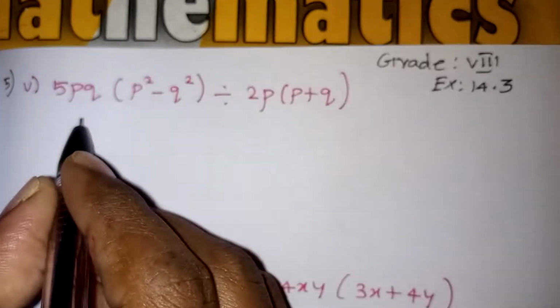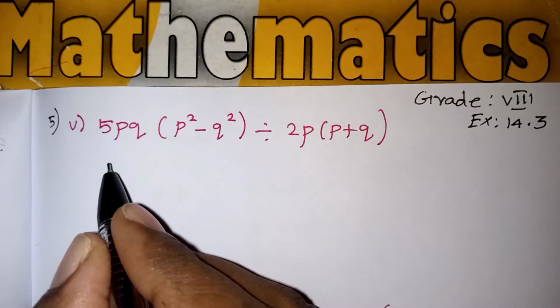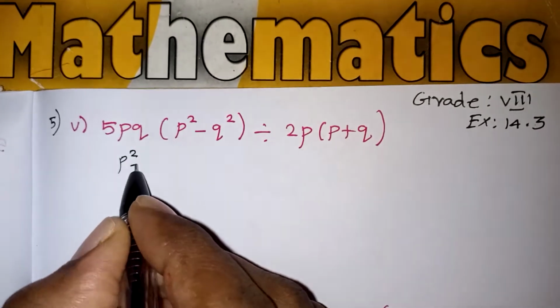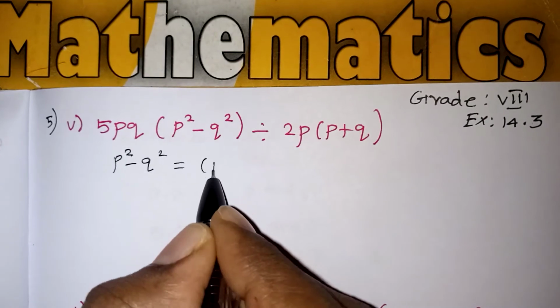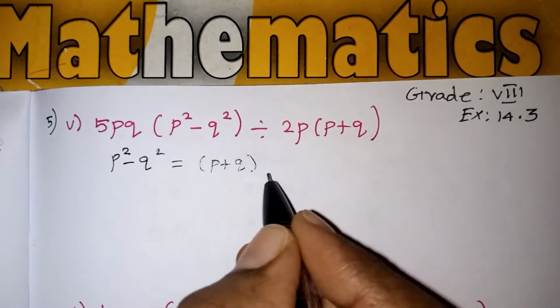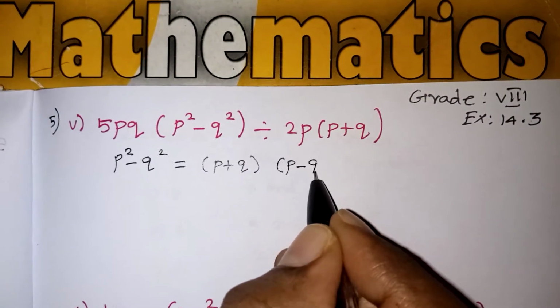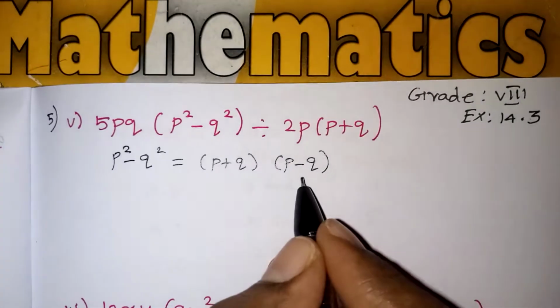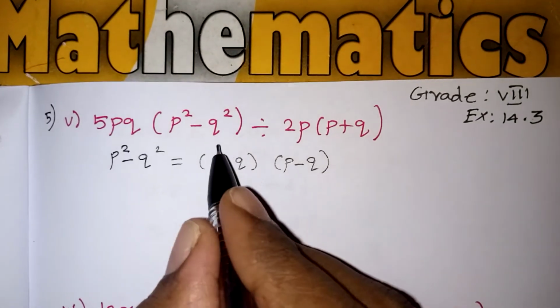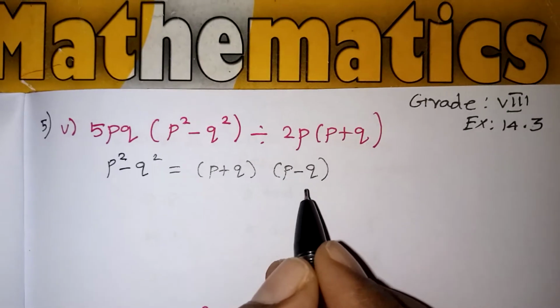So we have a formula, that is p squared minus q squared can be written as (p plus q)(p minus q). This is an algebraic identity actually. a squared minus b squared can be written as (a plus b)(a minus b). The same way p squared minus q squared can also be written in this way.